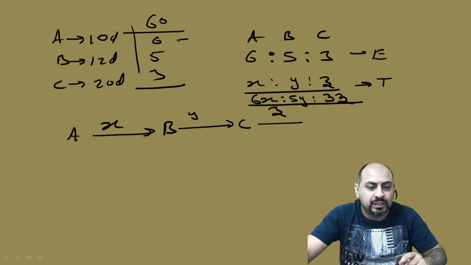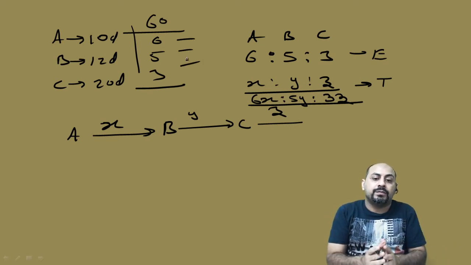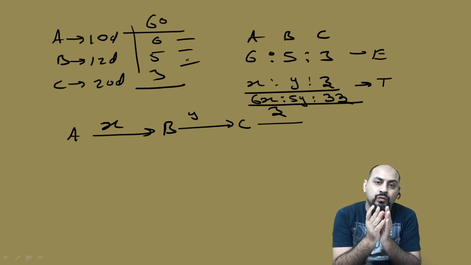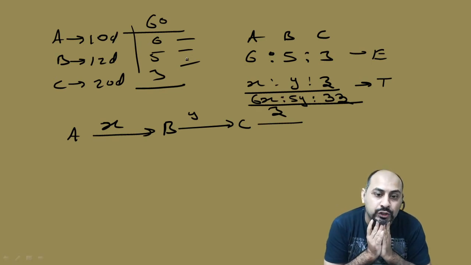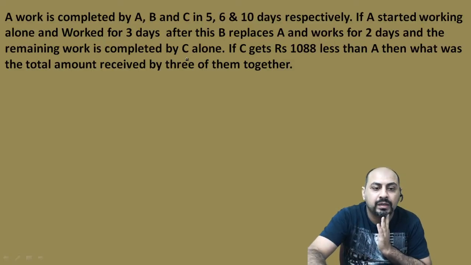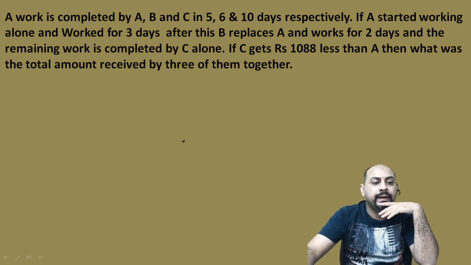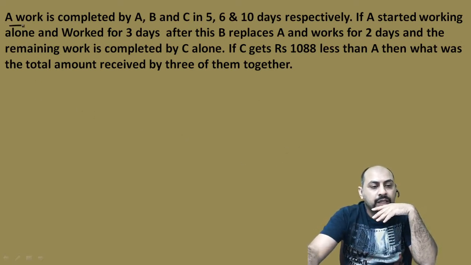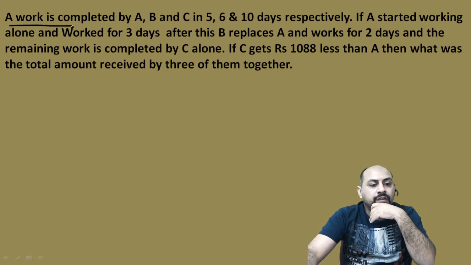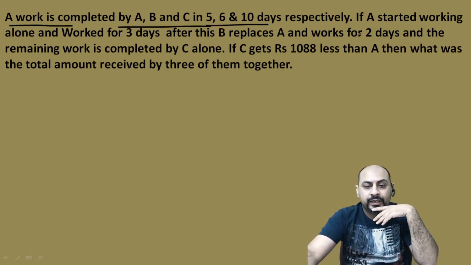Getting it? Assuming that these are their efficiencies. So over here we are supposed to work with the compound ratios. So the same concept can now be applied in this question. The question says a work is completed by A, B, and C in 5, 6, and 10 days respectively.